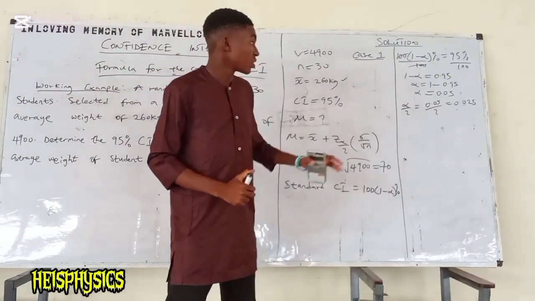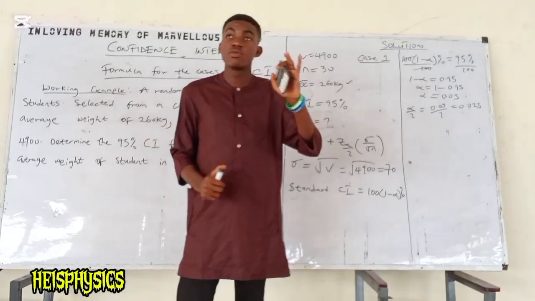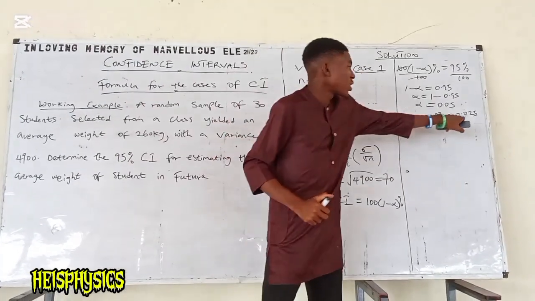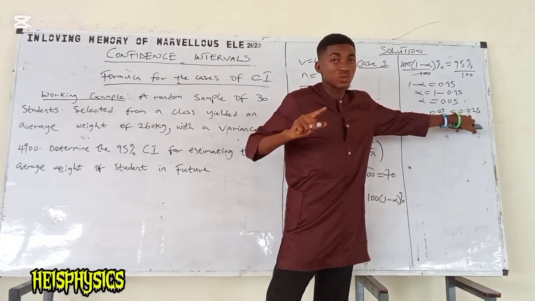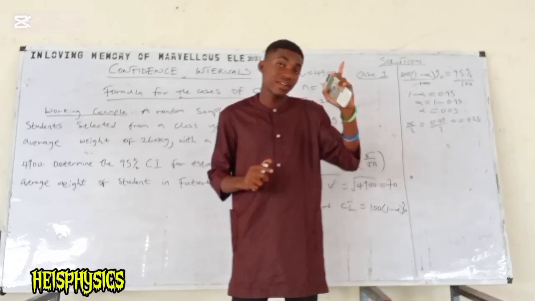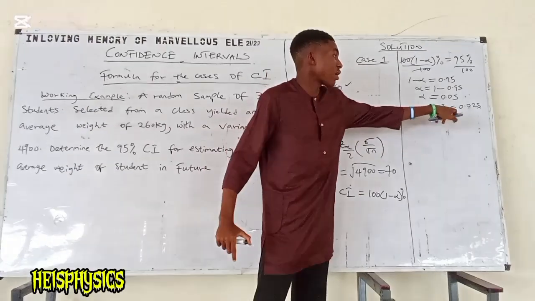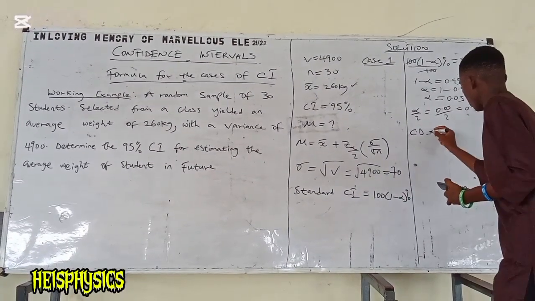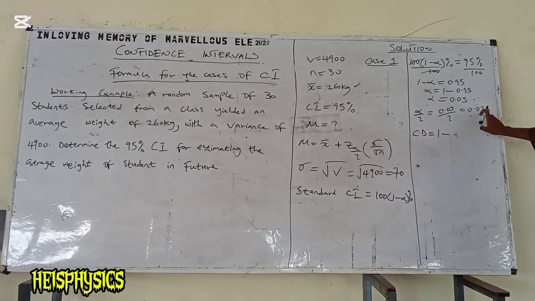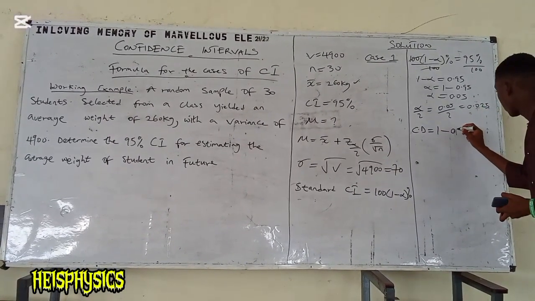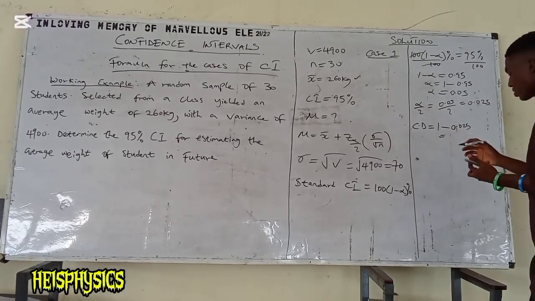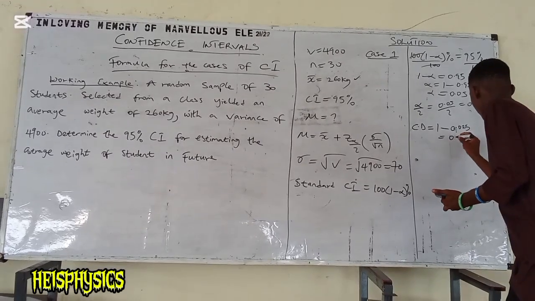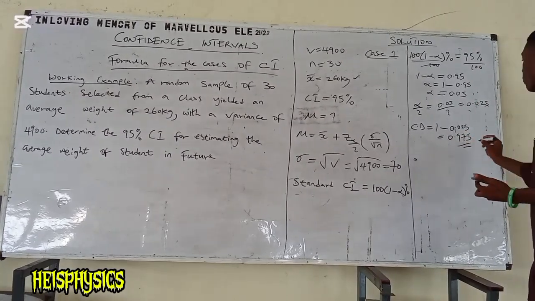We're looking for our z score. To get the z score inside our z score table, we need to find the cumulative distribution. Cumulative distribution is 1 minus whatever value you get for alpha over 2. So cumulative distribution, CD, equals 1 minus this alpha over 2, 0.025, which is 1 minus 0.025, 0.975. That is our cumulative distribution.